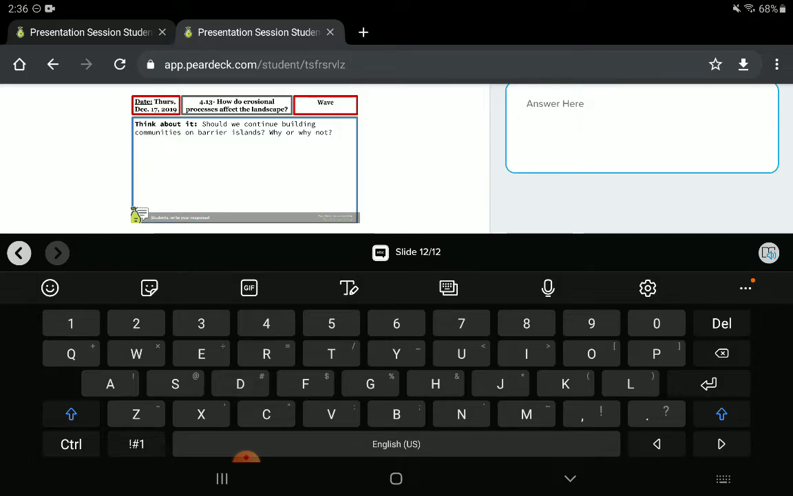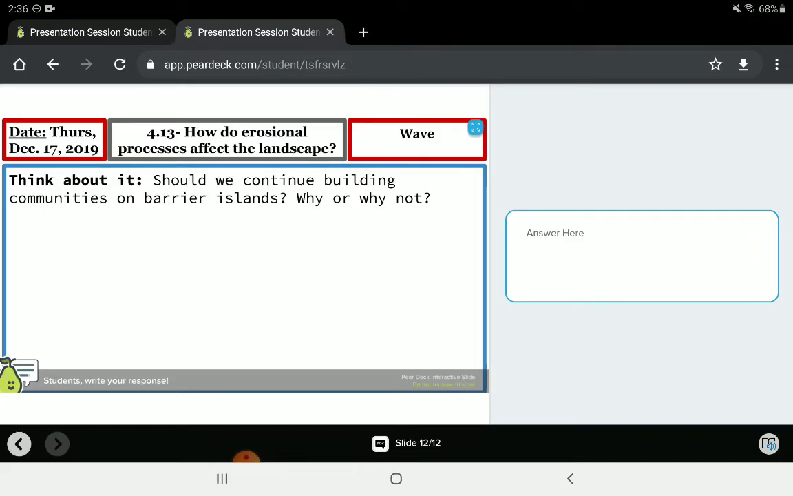So I want you guys to think about it. Should we continue building communities on barrier islands? Why or why not? That is your exit ticket, and that is all that you have for today.